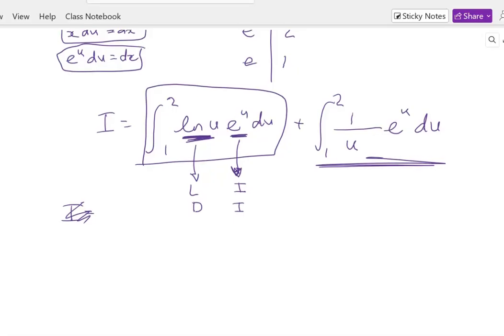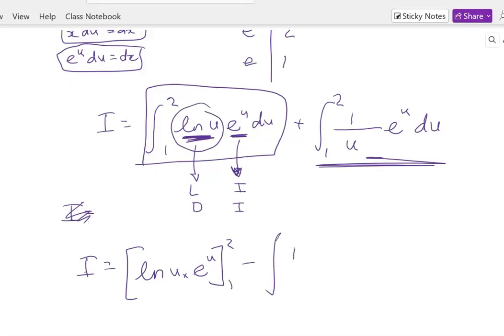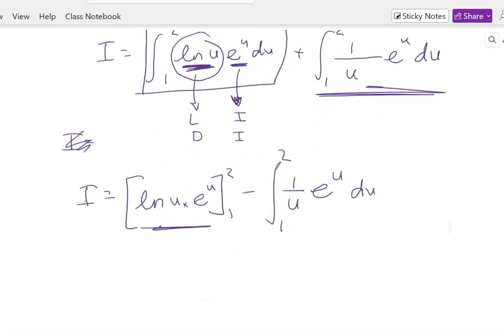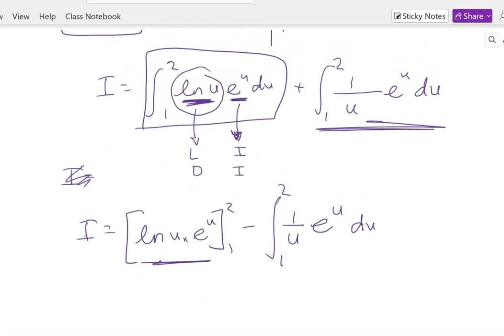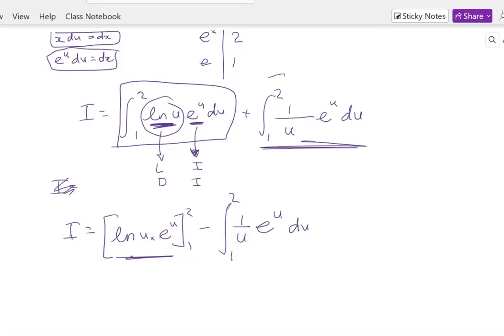So that gives me the integral of the whole thing is going to be the natural log of u. When I integrate e to the u, I get e to the u, evaluated at 2 and 1, minus, differentiate this, and I get 1 over u, times the integral of e to the u from 2 and 1 du. Now, if I just look at that on its own, that's cool. We can see that we can work out this easily. So that's the first bit. And then I've got the second bit.